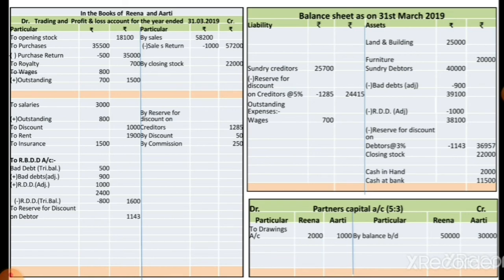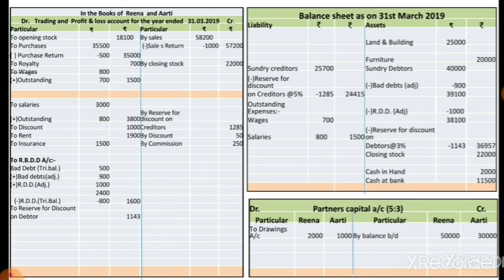Next, we record the outstanding salary which we add to the salaries amount. So in the profit and loss account, we add the outstanding salary of rupees 800 with the salaries amount 3000. So the total of salaries is 3800, and the second effect of this outstanding salary is given to the balance sheet liability side. Below the outstanding wages, we record the salary, 800. Then afterward, we take the total of both the outstanding expenses, that is 700 plus 800, total is 1500, the current year's outstanding expenditure. Now here the fourth adjustment, both effects are recorded.